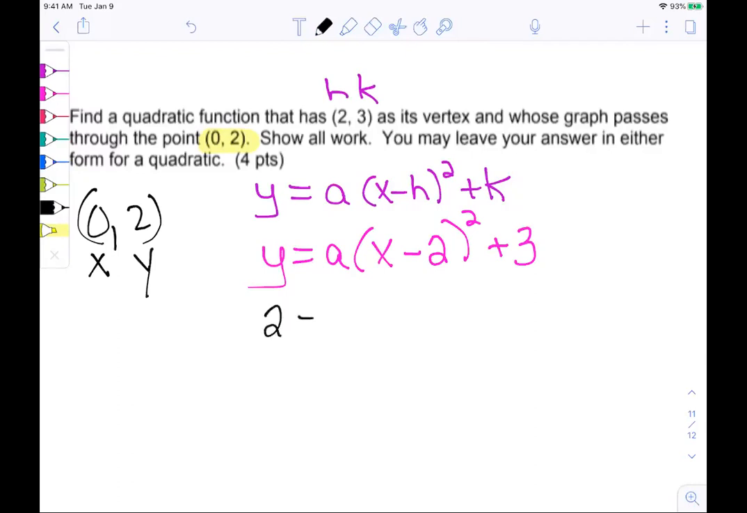So y is 2, x is 0, and then we still have the h value of 2 and the k value of 3. Now this is a little bit of order of operations, so be really careful thinking about order of operations. If I look across my problem, the only thing I have left is A, so that is what we're trying to solve for. We want to get A by itself.